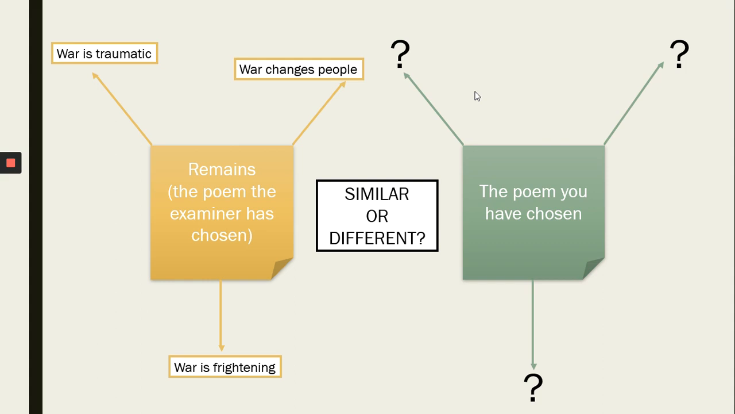Okay, so you're going to pause the video now, and you're going to write down 3 things that you could talk about with Remains and 3 things that you could talk about with the poem you've chosen.